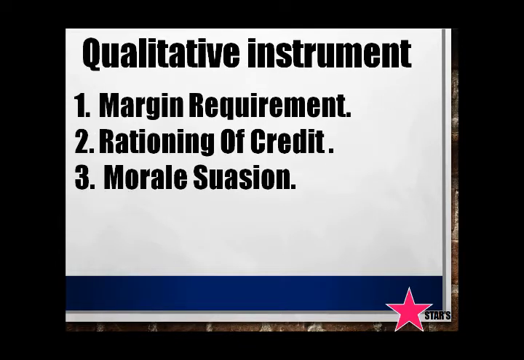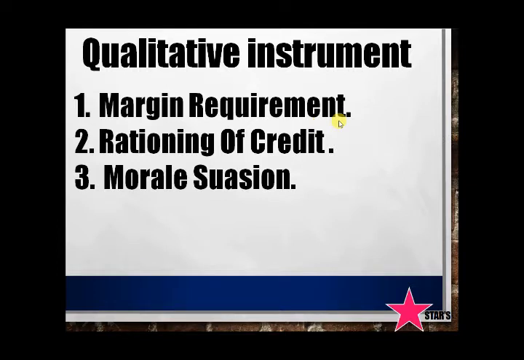Now, qualitative instruments. After studying the quantitative instruments, it's time to study the qualitative instruments. These instruments direct or restrict the flow of credit to specified areas of economic activities. Of course, some qualitative instruments may carry some shade of the quantitative instruments as well. These are broadly classified as margin requirement, rationing of credit, and Moral Suasion. So let's start with the margin requirement.